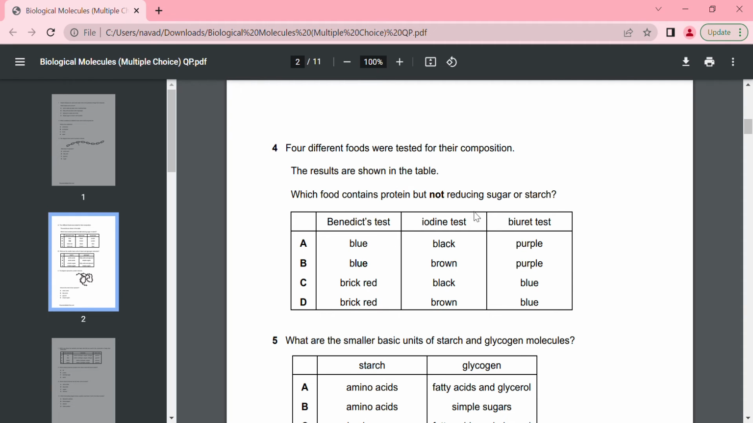Which food contains protein but not reducing sugar or starch? So the test for protein is the Biuret test. So we should look at this column first. In the Biuret test, if protein is present, the blue color of the solution turns to purple or lilac. So it has to be either A or B. We should also remember that it contains protein but not reducing sugar or starch. So the iodine test should be negative, which should be brown, and the Benedict's test should remain blue and not turn to brick red. So your correct option will be B, 4B.